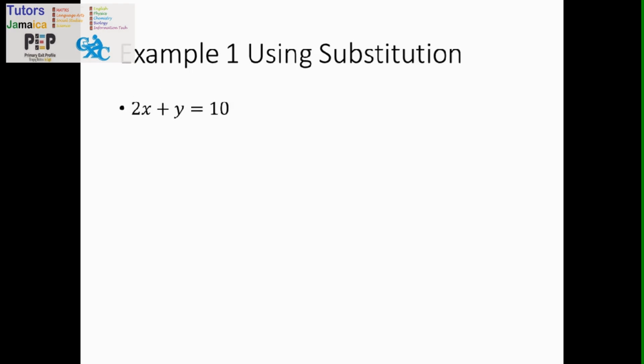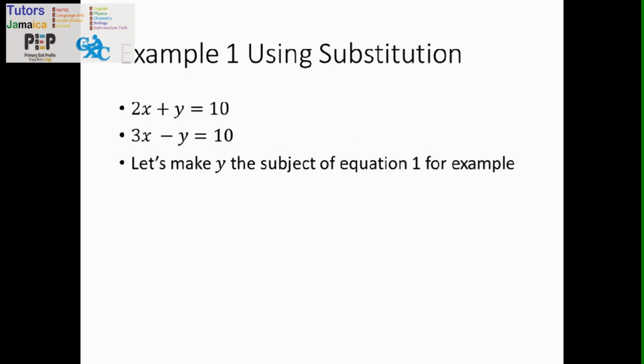So we're looking at example 1, and we start with our equations. Let's make y the subject of equation 1 in this example. The reason is simple: y has a coefficient of 1, meaning that y will be by itself. And in equation 1 it's positive, while in equation 2 it's negative, so it would be easier to just use the positive term. It's way simpler to make y the subject of the formula.